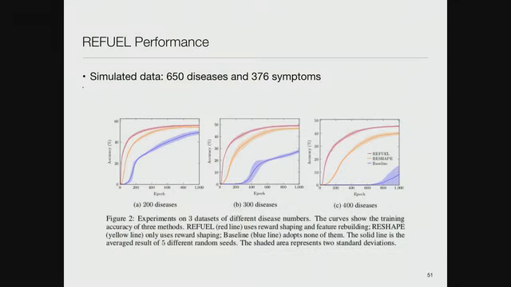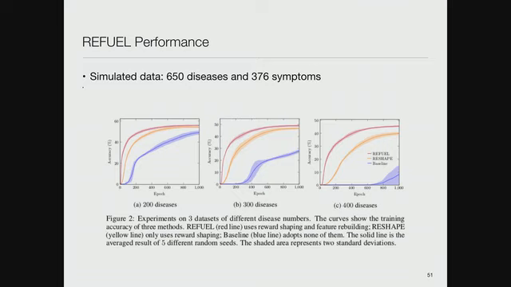This system is called Refuel. It's been tested on a simulated data set of 650 diseases and 375 symptoms. And what they show is that the red line is their algorithm. The yellow line uses only this reward reshaping, and the blue line is just a straight reinforcement learning approach. And you can see that they're doing much, much better after many fewer epochs of training.